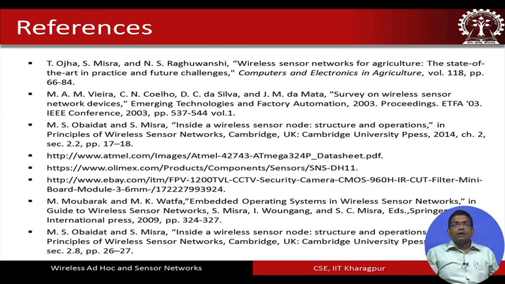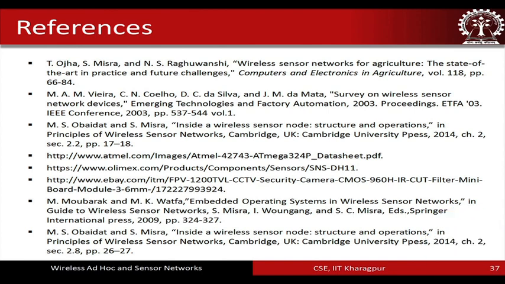So here are some references that could be useful for you. In the book Principles of Wireless Sensor Networks, authored by Obaidat and Misra, you will find a chapter titled Inside a Wireless Sensor Node, Structure and Operations, from where you can understand some of these concepts that I have covered today.